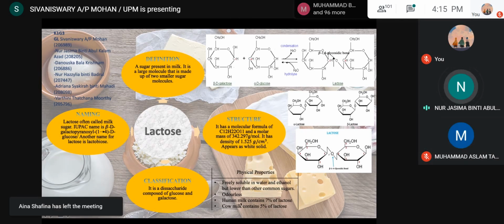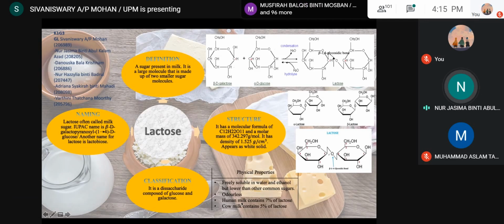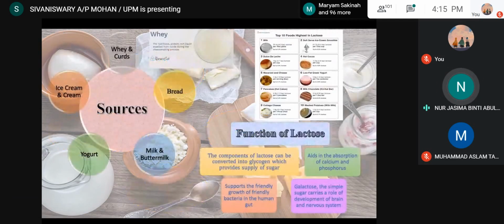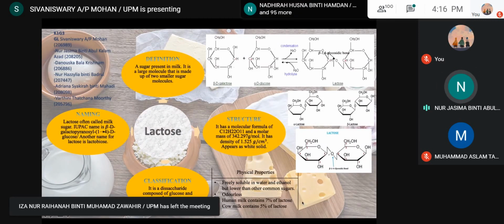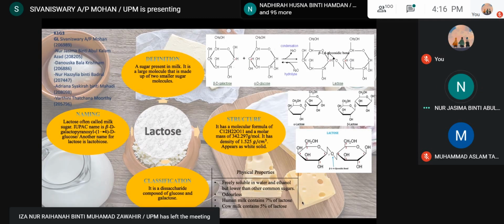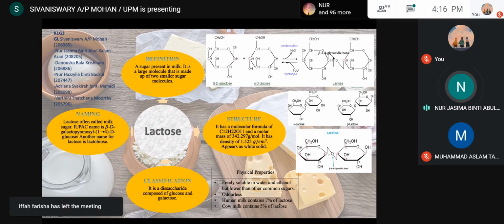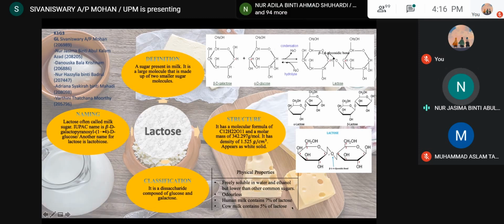As we have previously known, lactose occurs in two isomeric forms, alpha lactose and beta lactose, and it is expected that beta lactose is sweeter than alpha lactose. Next, when we look at the lactose content in milk, in human milk, which is the breast milk, the lactose content is about 7%, while cow milk contains about 5% lactose. And for solubility, lactose is very soluble in water and slightly soluble in ethyl alcohol. That's all.